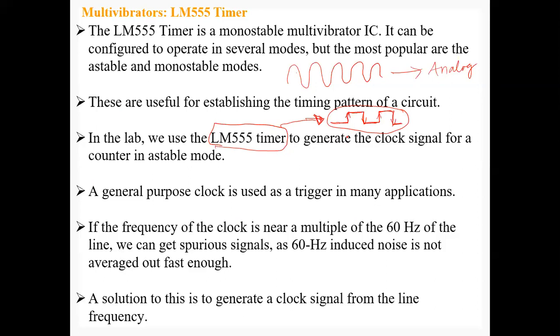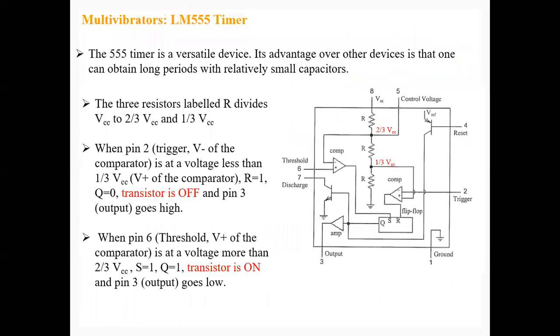Obviously this is astable mode, right? Because it goes from low to high and comes back to low again, then goes back to high again and comes back to low again. You know, it's not stable, it's astable. So we'll do this in the lab. Okay, so let's see how it works.